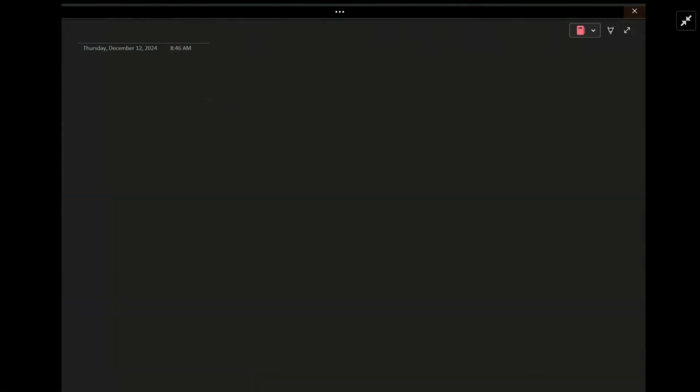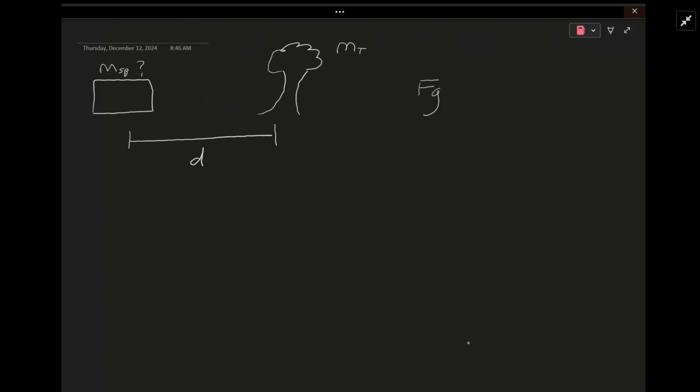So let's start with visualizing the problem that we've been given. We have a giant stone block and we have a tree. There's a certain distance between them, and the mass of the tree is known, but the mass of the stone block is not known. And we're told that they exert a certain force on each other, F of g, gravitational force. And so we're tasked with finding the mass of the stone block.